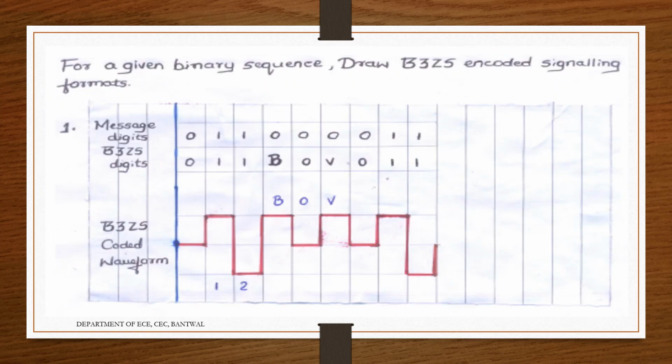Now HDB3 is over. Now it is B3ZS. The same technique, but some formulation. Again the table we need to refer to. The bits given are 0 1 1 0 0 0 0 1 1. So I am considering only 3 bits here, because it is B3, I am considering only 3 bits here.